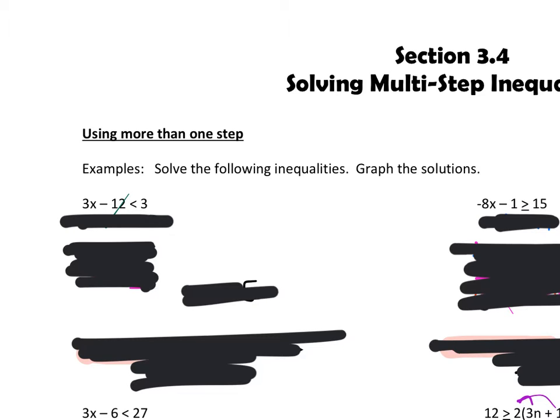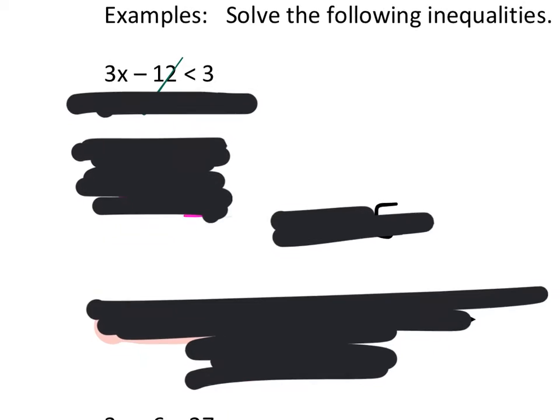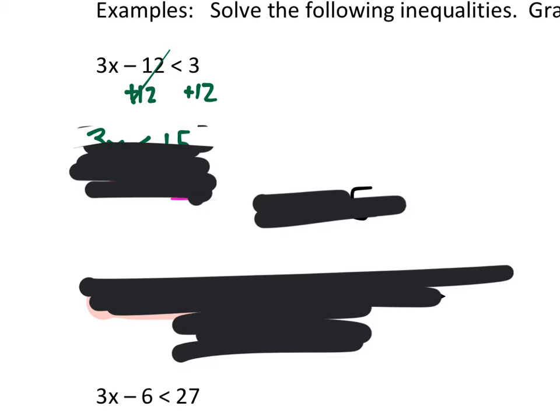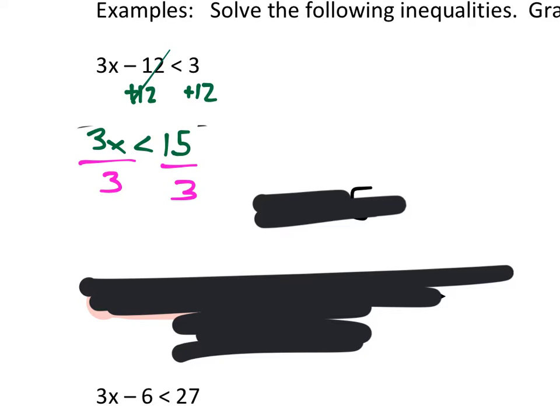So if I look at this first problem here, we see this is really just a two-step equation, right? So what would we do? We'd add 12 to both sides, all right, and then we'd proceed on to see what our next step would be. We'd have 3x now less than 15. Now we divide both sides by 3, which would reveal our answer that x is less than 5.